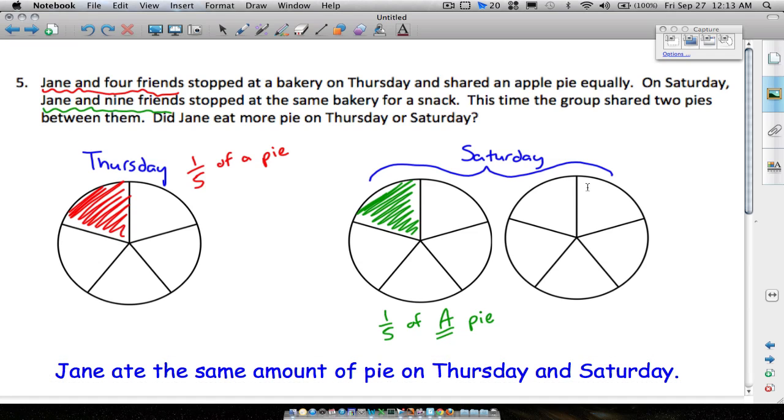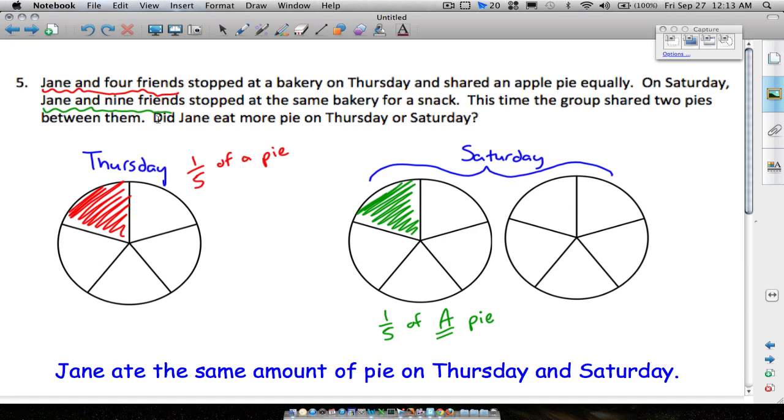So be careful with that. The thing here is I don't want you to get caught off guard where you might say she ate 1/10. But remember, there were 10 people. They had 2 pies. So 10 people, 2 pies, you got 5 slices per pie. If they shared equally, they're getting 1/5 of a single pie. Just like back here on Thursday, there was 1 pie. She got 1/5 of it then. Here she gets 1/5 of a pie. Therefore, Jane ate the same amount of pie on Thursday and Saturday.